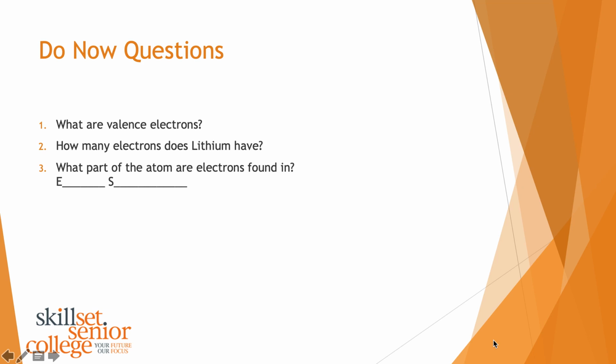The questions are, number 1, what are valence electrons? Number 2, how many electrons does lithium have? And what part of the atom are electrons found? And there's a little hint there. It's two words. The first one starts with E and the second one starts with S. So if you want to pause the video now and attempt these, then I'll go over the answer.